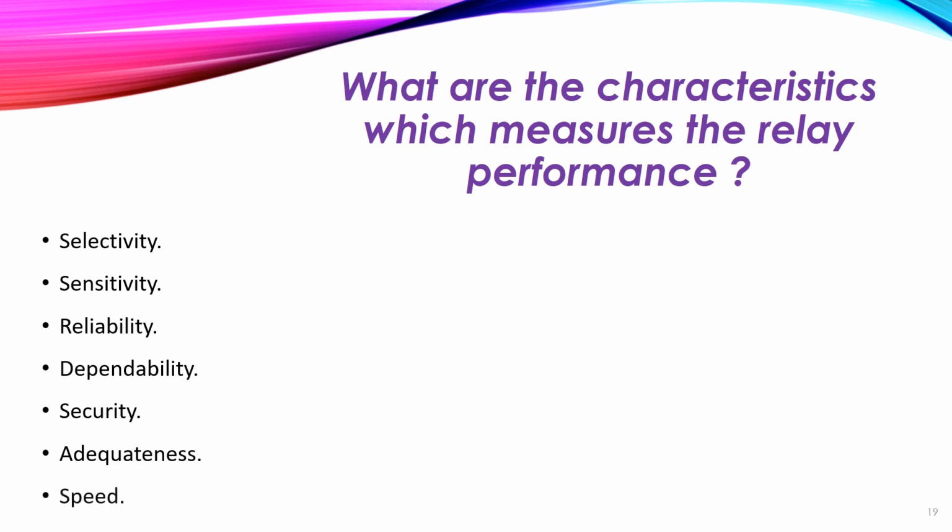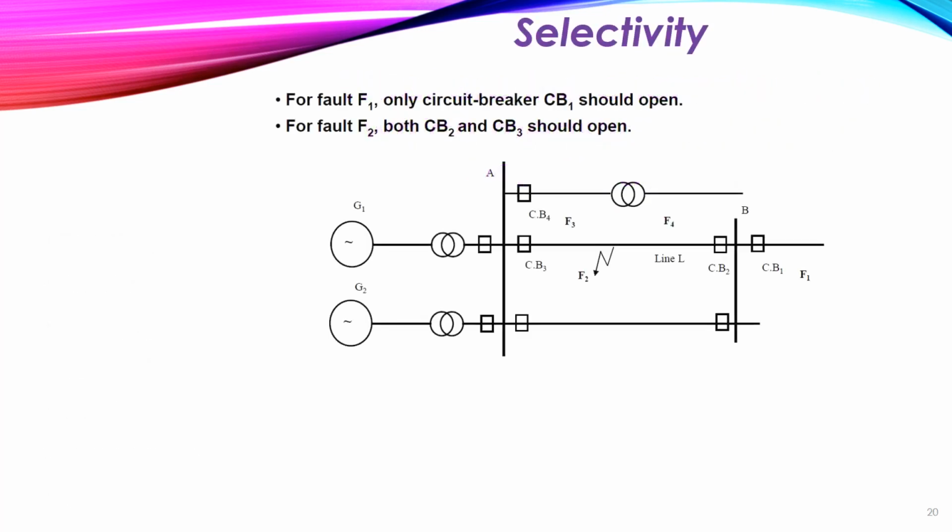Now, those characteristics for the relays represent the ones which measure the relay performance, whether it is good or bad. So let's see the definition of each of them. Number one, the selectivity.